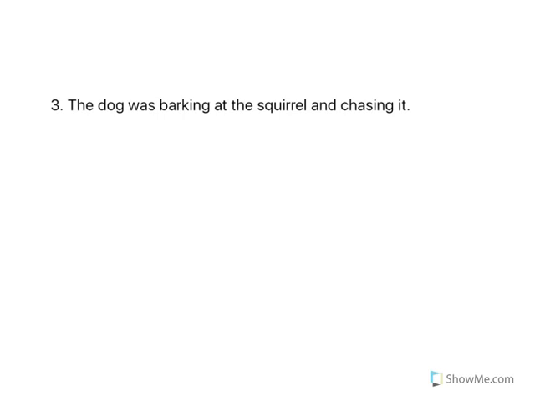Okay, our third sentence says, the dog was barking at the squirrel and chasing it. So our subject here is going to be dog. He's the one performing the action. Dog was barking. That's a verb intransitive and helping verb. At the squirrel. At is going to be our preposition. At the squirrel is our prepositional phrase. So squirrel is our object of the preposition, and the is an article adjective. Again, the over here is going to be an article adjective.